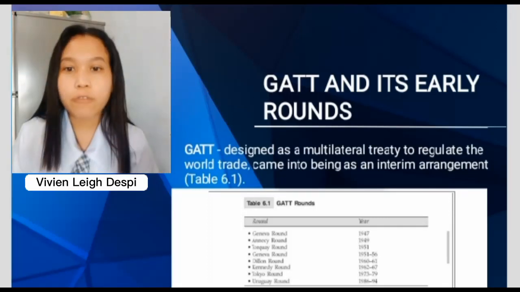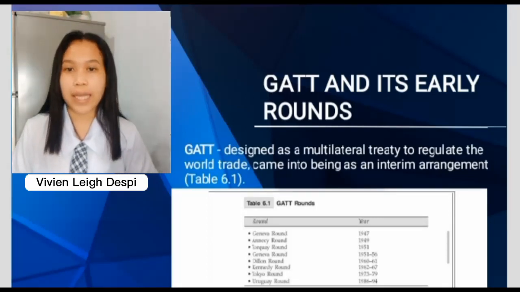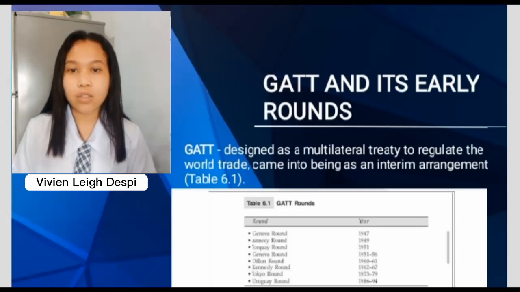So the first round at Geneva in 1947 led to the creation of the General Agreement and to some 45,000 tariff concessions covering around one-half of world trade. The following two rounds, one at Annecy in France in 1949 and the other at Torquay in the UK in 1951, were largely concerned with accession negotiations, and tariff reduction was only modest.